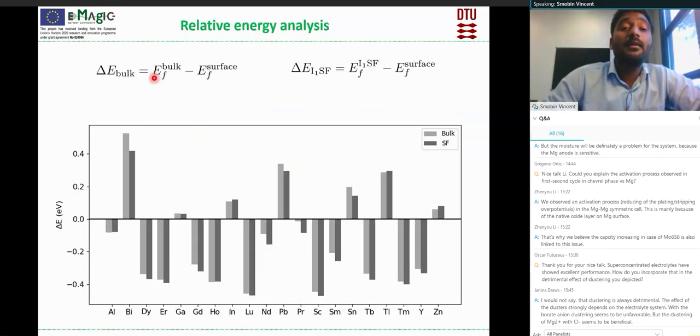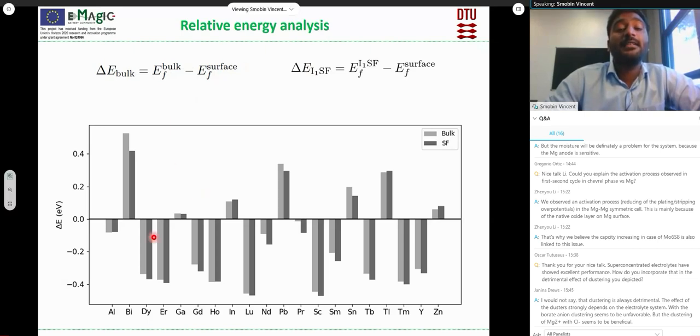Then we compare based on these 2 equations. These 2 equations are made from the formation energies. Delta E bulk is the energy of formation when the dopant is in the bulk minus the energy of formation when the dopant is in any of the surfaces. And for the stacking fault, it is the energy of formation in the stacking fault or the energy of formation in the surface. What we want is that any of these should be negative so that our dopant will stay inside the bulk.